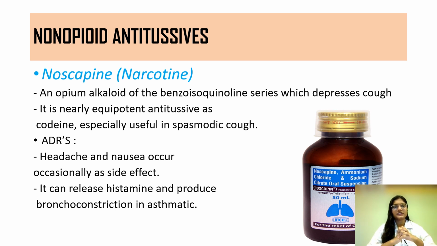So the second type is non-opioid antitussives. The first example is noscapine, that is narcotin. It is an opium alkaloid of the benzoisoquinoline series, which depresses the cough. It is nearly an equipotent antitussive as codeine, especially useful in spasmodic cough. The adverse effects include headache and nausea. It can also release histamine and produce bronchoconstriction in asthmatics.